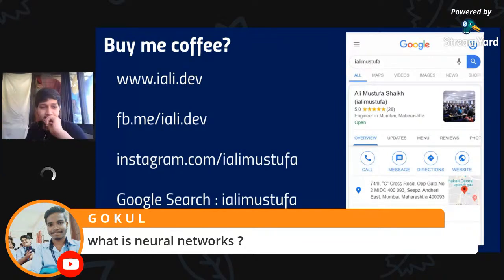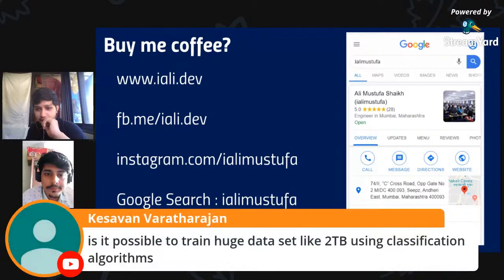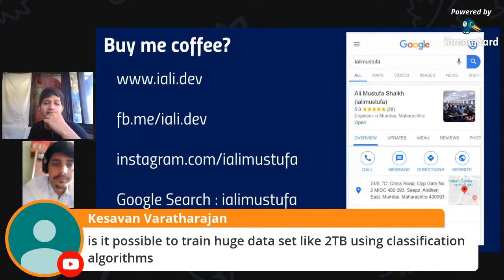Is it possible to train a huge data set, like 2 TB, using a classification algorithm? Yes, you can train 2 TB of data, but if you're using so much data, it will take a lot of time, and you can use different techniques to handle that. But yes, you can train any amount of data using classification algorithms. That is quite possible.